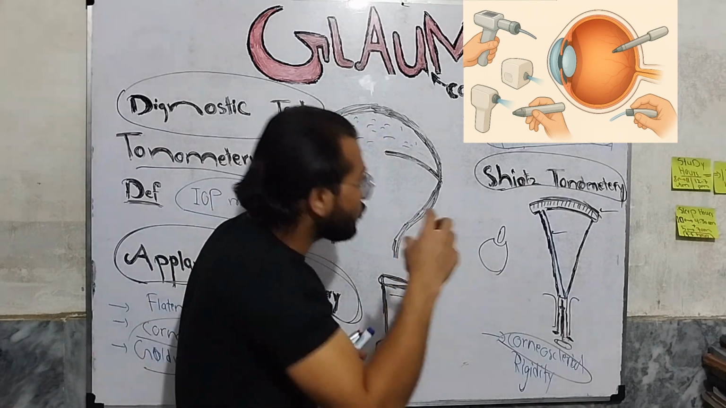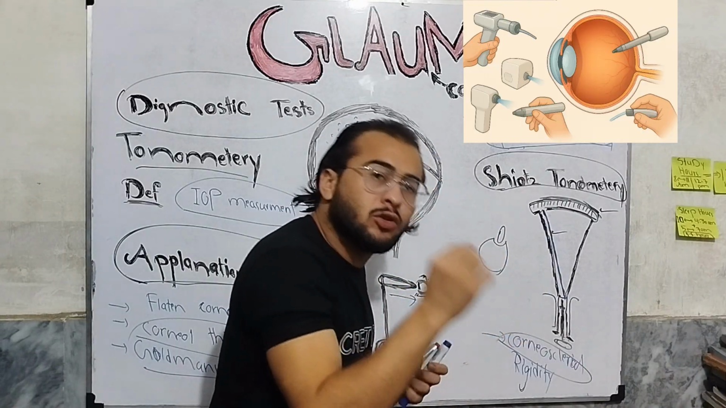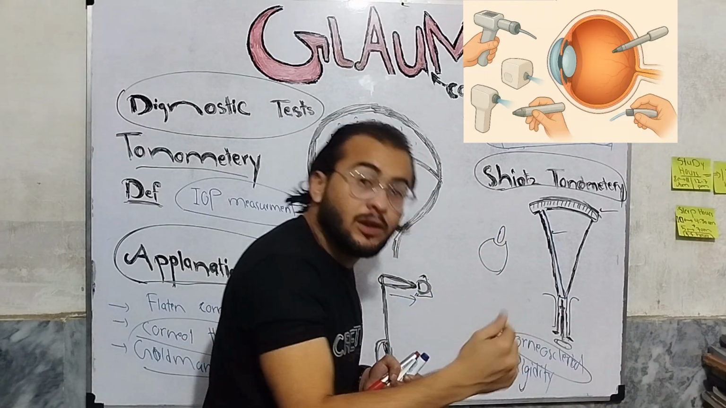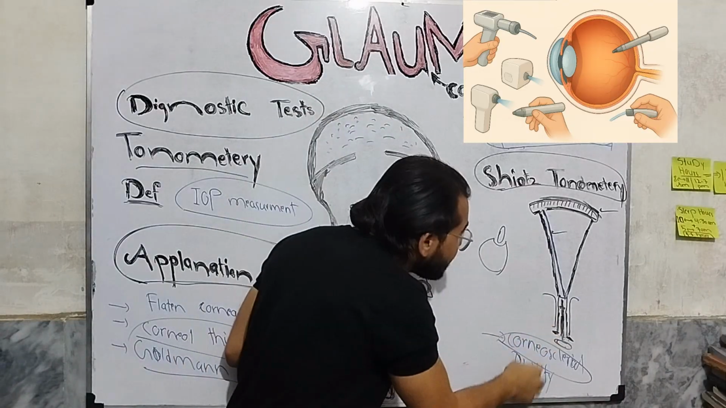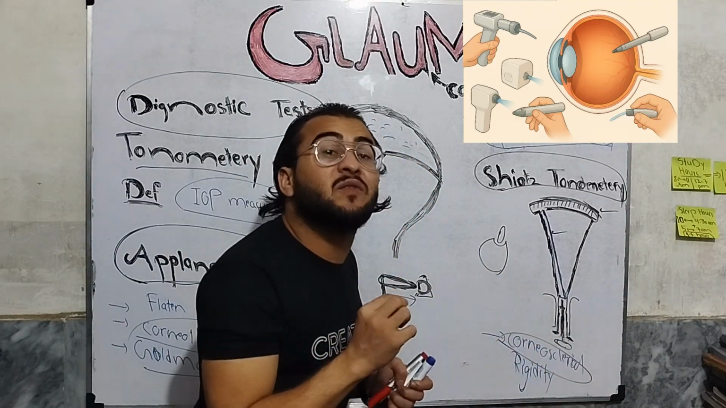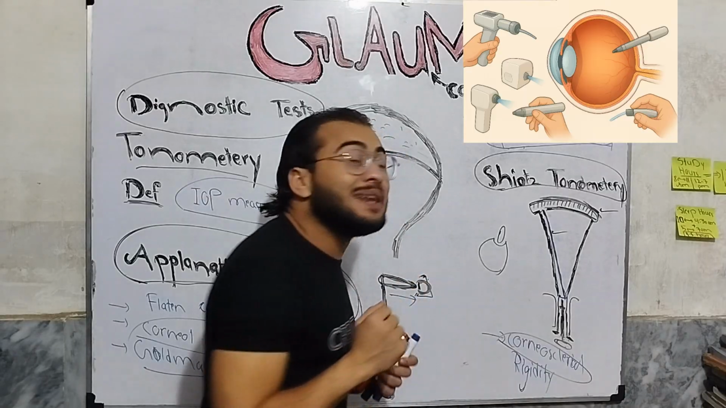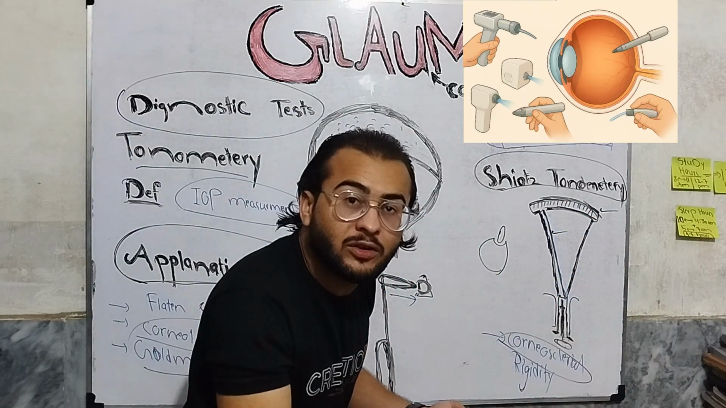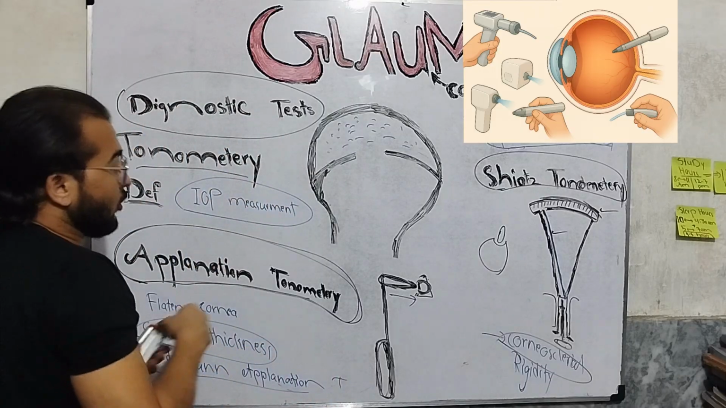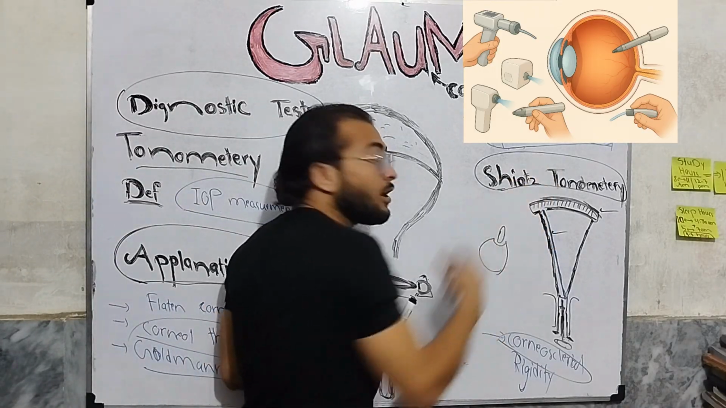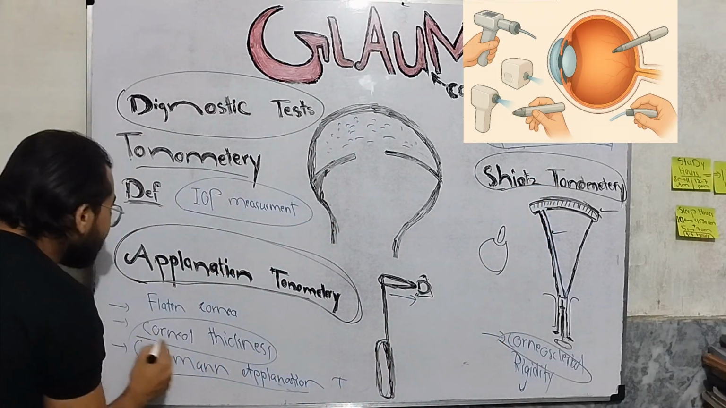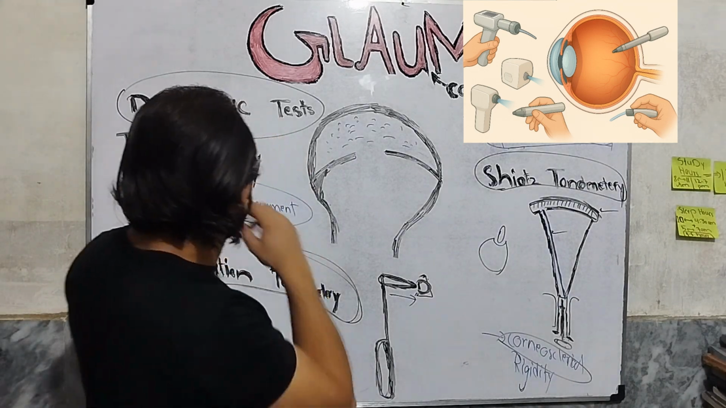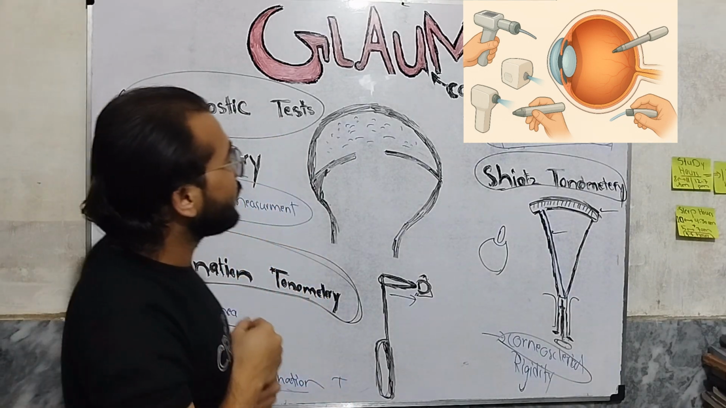So when there is more corneoscleral rigidity, it can mistakenly give us more pressure. When there is less corneoscleral rigidity, meaning the cornea is fragile, it can give us less pressure, as we have to apply less indentation. So corneoscleral rigidity can affect Schiotz tonometry, and corneal thickness can affect applanation tonometry. So this was about the measurement of intraocular pressure.